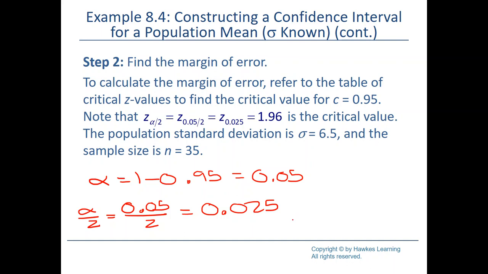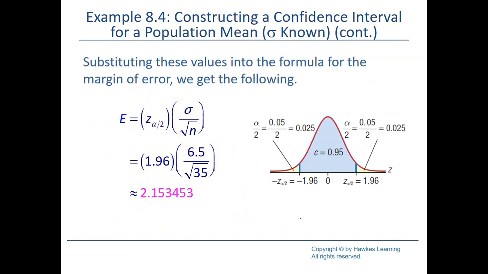Okay, so now that I know my critical value, I need to know what my population standard deviation was and the sample size and put it all in the formula. So substituting into that formula, we're going to take that z alpha over 2, which is 1.96, times 6.5 divided by the square root of 35, which is approximately 2.153453. Do understand, take this as unrounded, take a bunch of decimals at first, because my final answer is the actual interval itself. So you want to take as many decimals as possible before you go to the next step.